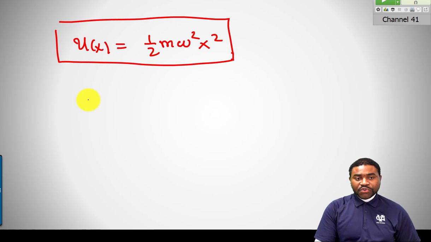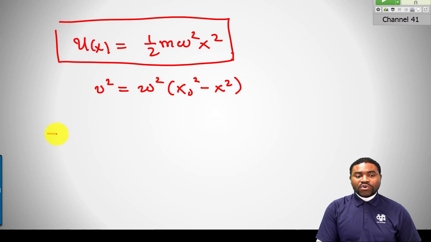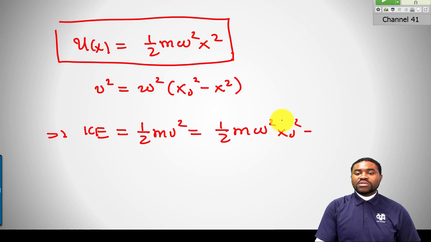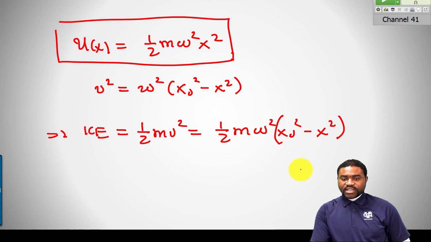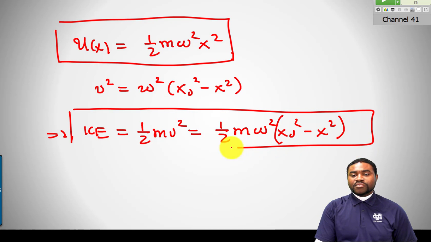Look up, please. If you recall a while ago, we did show that v squared is equal to omega squared times (x naught squared minus x squared). Therefore, the kinetic energy will be equal to 1/2 m v squared, which will be equal to 1/2 m omega squared (x naught squared minus x squared). This is the kinetic energy of a particle undergoing simple harmonic motion.